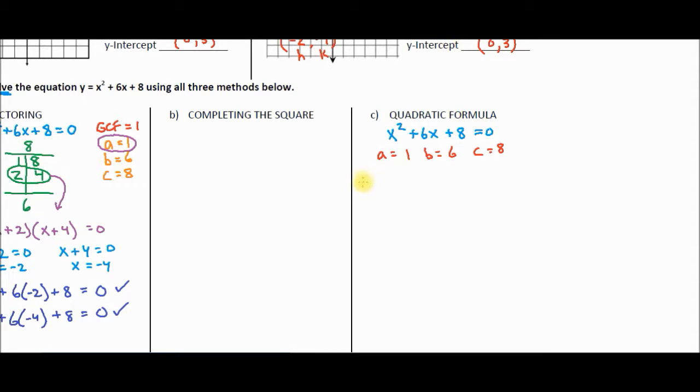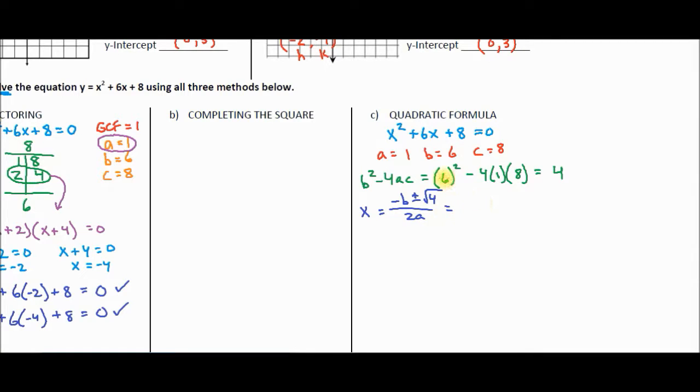Our next step is to find the determinant. B squared minus 4 times a times c, which is parentheses, there's our b value, 6 squared minus 4 times a, which is 1, times c, which is 8. Put that in your calculator, and you should get 4. That means that our x values, our x-intercepts, are going to be negative b. Now here's the quadratic formula. Plus or minus the square root of our determinant, which is 4, over 2a.